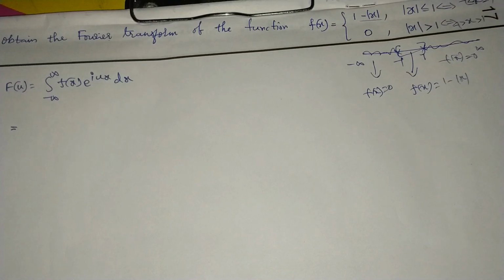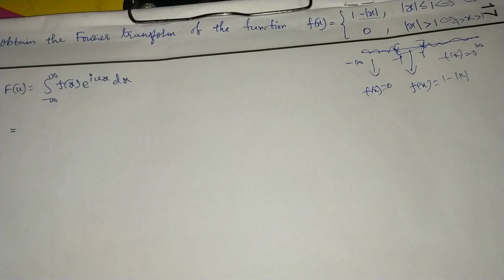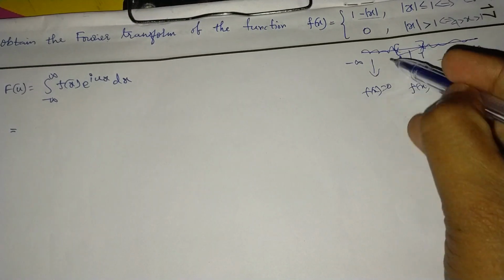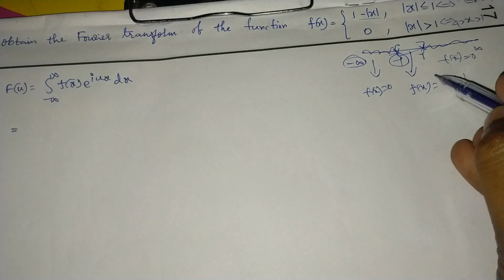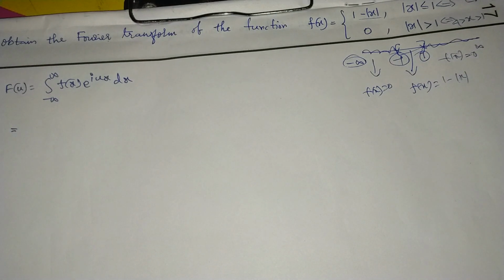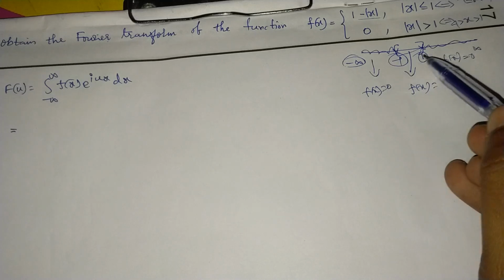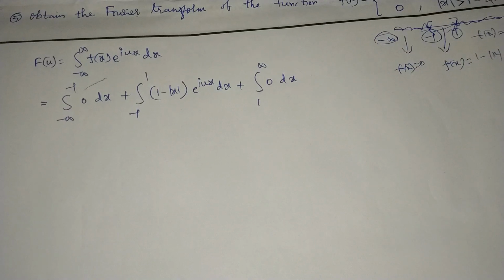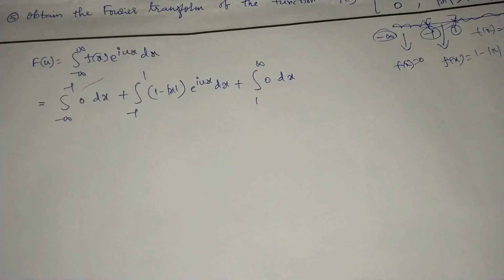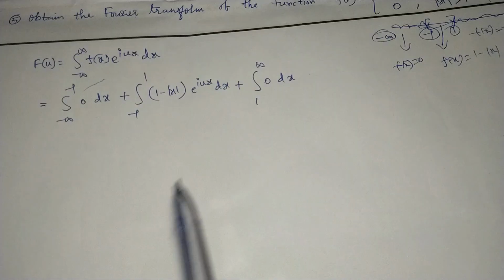Okay. So now let us split the integral from minus infinity to plus infinity as minus infinity to minus 1, where f of x is 0, minus 1 to plus 1, where f of x equals 1 minus mod x, and 1 to infinity, where f of x is 0. So we have substituted the value of f of x in this range.